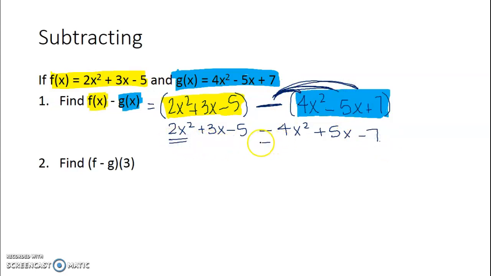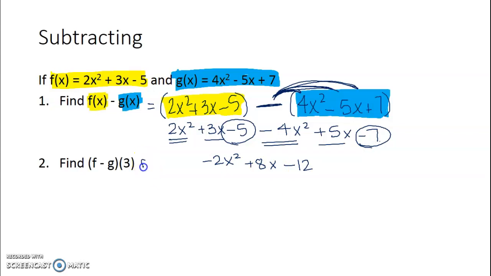Then I can combine like terms. 2x squared minus 4x squared is a negative 2x squared. 3x plus 5x is 8x. And negative 5 and negative 7 is negative 12. So this is f of x minus g of x. Notice again that there were x's in the problem, so there are x's in my answer.